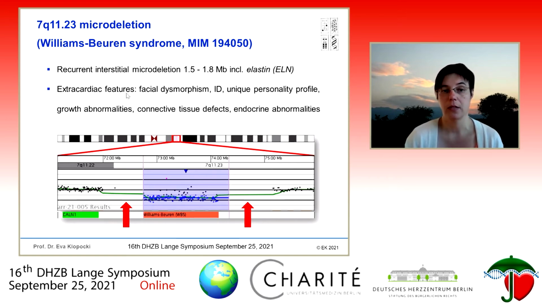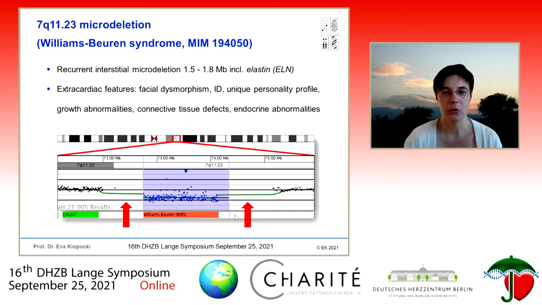The other genes within the deletion are then responsible for the facial dysmorphism, for example, growth abnormalities, and especially endocrine abnormalities you can observe in these patients. What is very special about Williams-Beuren syndrome is the unique personality profile, and these people are really friendly. They are what we call party people because they chat, and so the intellectual disability can be compensated by this.